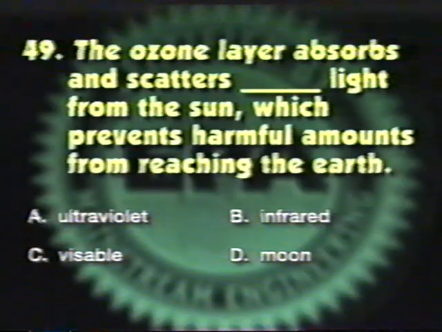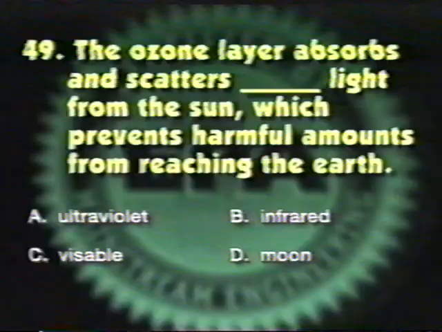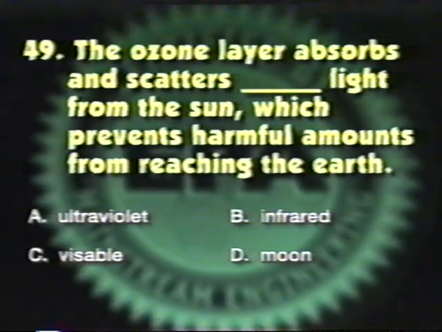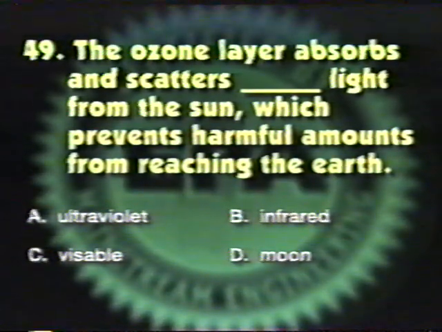The ozone layer absorbs and scatters what type of light from the sun, which prevents harmful amounts from reaching the Earth? A. Ultraviolet. B. Infrared. C. Visible. D. Moon.